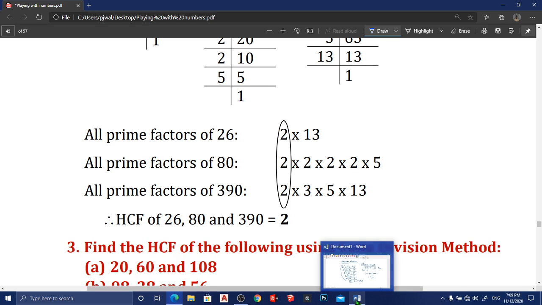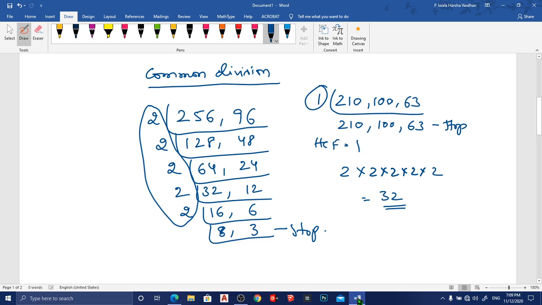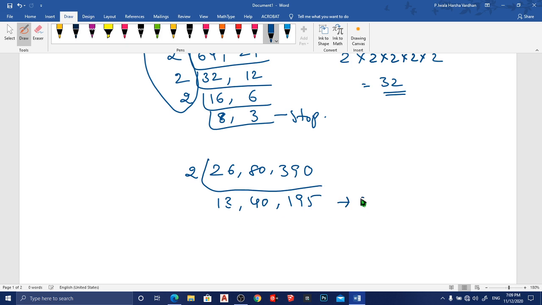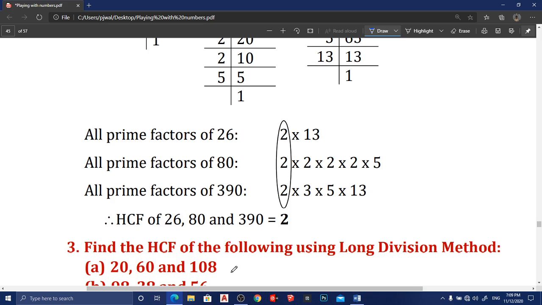Now if you want to use the common division method: 26, 80, 390. You can divide this with 2 only. 2 13s, 2 40s, 2 195s. There is no common factor for 13, 40 and 195, so you can stop here. So now 2 is the HCF here. So this is the common division method. 2 is the HCF here.